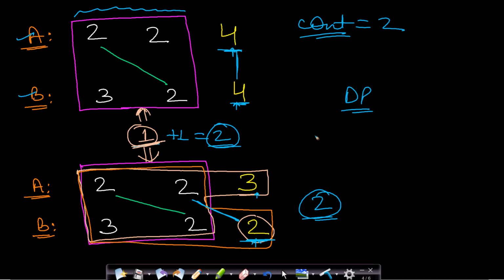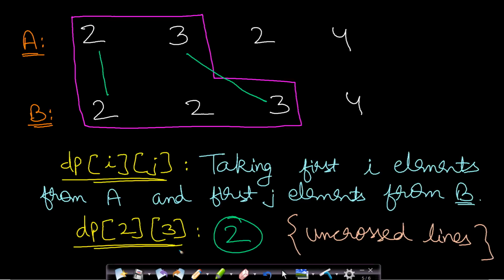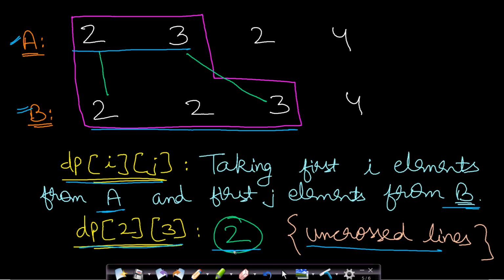Before solving this problem by DP, let us look at some notations. This list A and list B are given. A has 4 elements and B has 4 elements. So dp at i, j means taking the first i elements from list A and the first j elements from list B. If you say dp at 2, 3 is equal to 2, this means that if you take the first 2 elements from list A and the first 3 elements from list B, then the maximum number of uncrossed lines you can make is 2. I hope you got the meaning now.